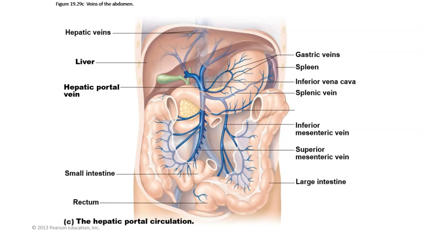We also see the inferior mesenteric vein, which drains blood from the large intestine, as well as the gastric vein, which is appropriately named because it drains blood from the stomach. And we also see on the right side of this diagram, but it would be on the left side of the body, the splenic vein, which drains blood from the spleen. All of these veins ultimately merge and become the hepatic portal vein, which delivers blood to the liver for processing of nutrients as well as cleansing.